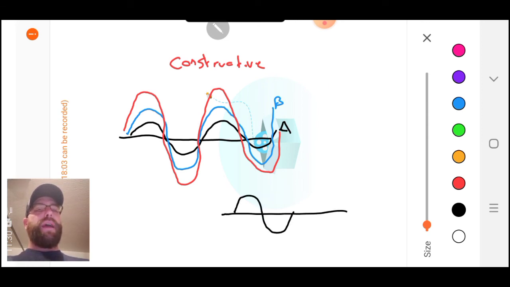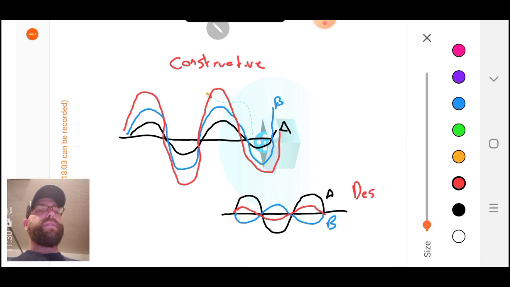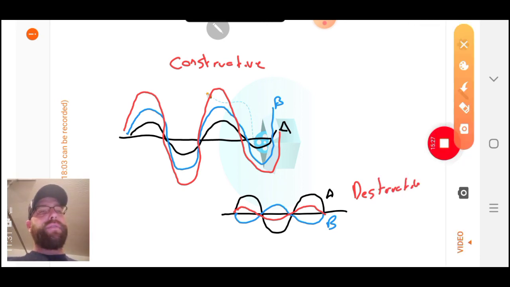And so I have wave A, looks like this. Wave B, it's going to be on the other side. So the crests and troughs are opposite of each other. So it's wave B, wave A, and so the resultant wave, wave C, is going to be wave A minus wave B. That's destructive interference. And so they are canceling each other out. Destructive interference. All right? So you have constructive and destructive interference.